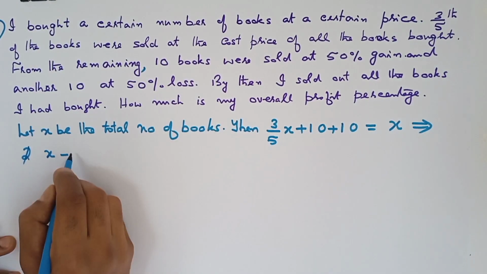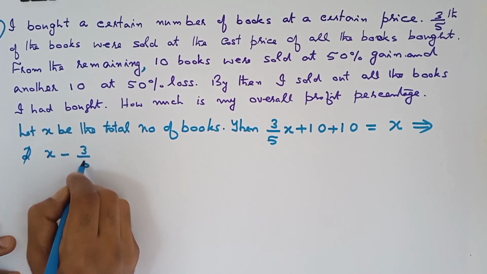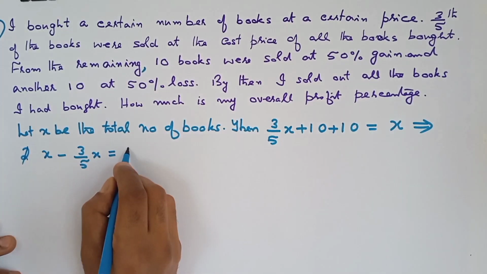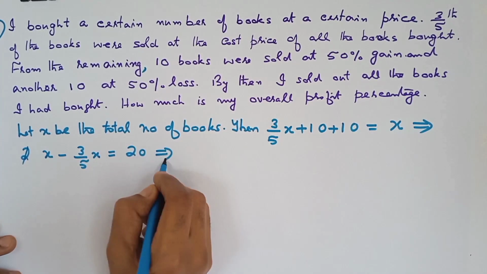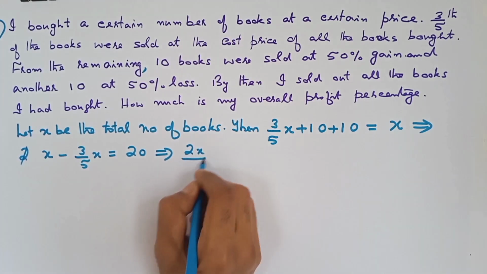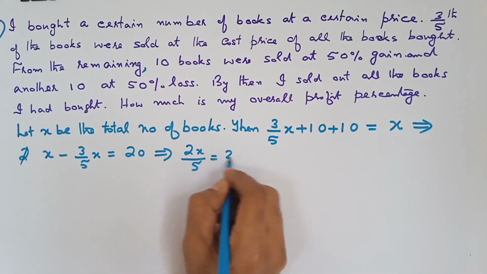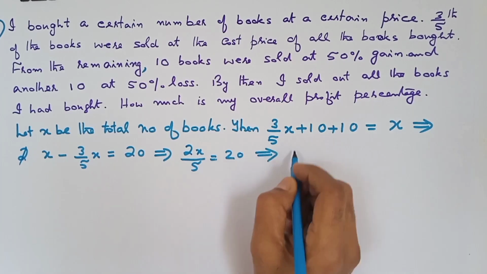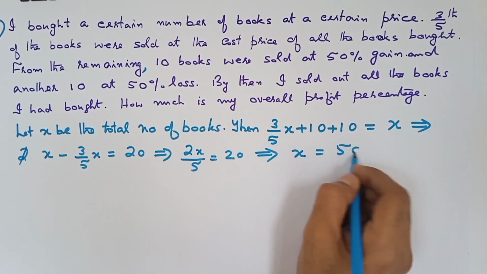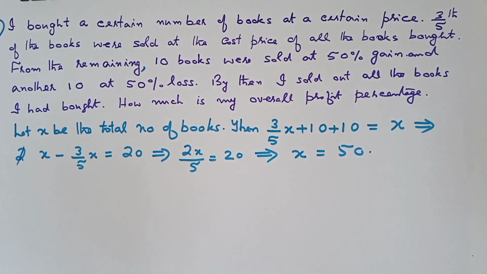Take this to the other side, 3 by 5X, and keep it this side. 20. So 50 is the total number of books he had bought.